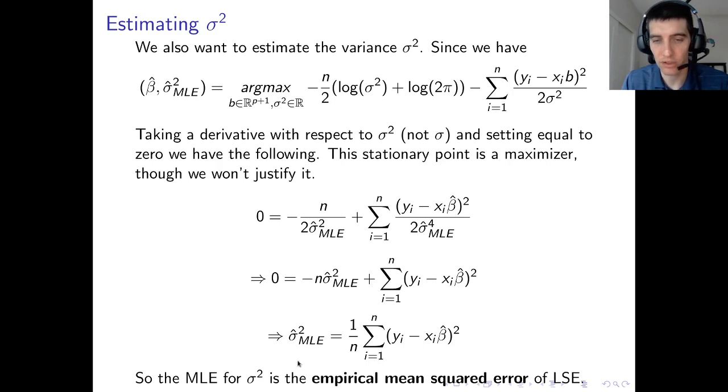So the mean squared error has come up in two places. First, beta hat MLE, the maximum likelihood estimator of beta, minimizes empirical mean squared error, and the maximum likelihood estimator for sigma squared is the empirical mean squared error of this least squares estimator, beta hat. Okay, so double duty, but this is just working through some of this algebra.